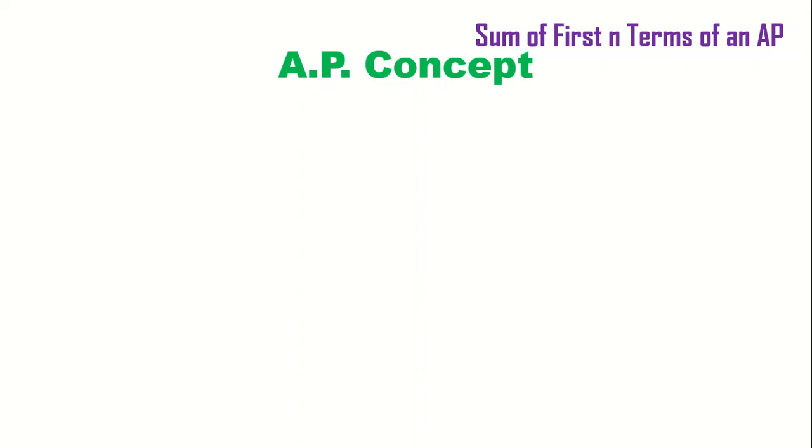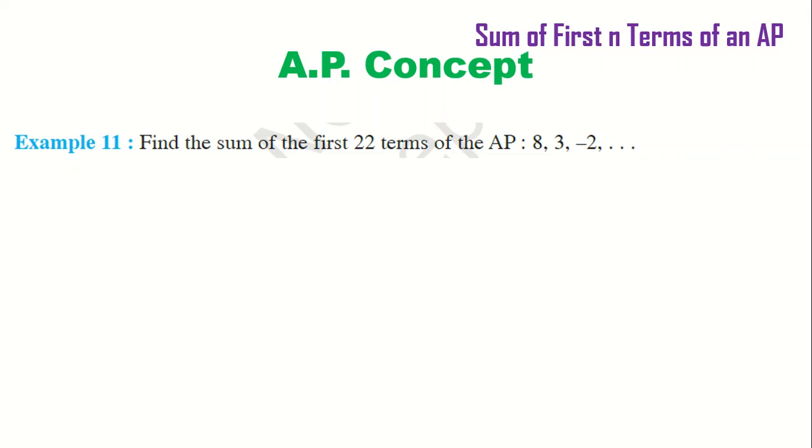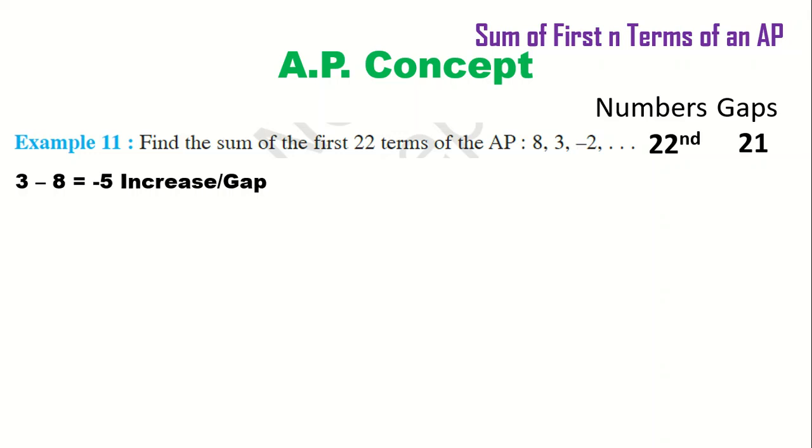Okay, let us take two examples from the NCERT and we can discuss it in our way. Find the sum of the first 22 terms of the AP 8, 3, minus 2. They have given 22 terms, so the gaps or differences are 21. The simple thing you are going to do is get the middle number and the total numbers. Again I am repeating, you have to get how many numbers are there and the middle number. You multiply these two and you will get the sum.